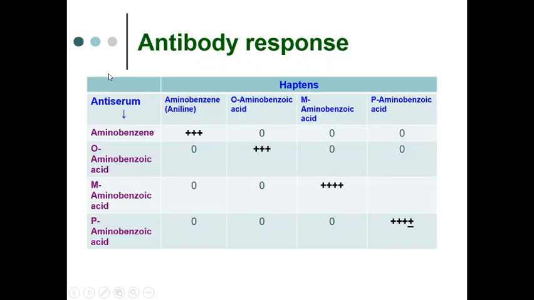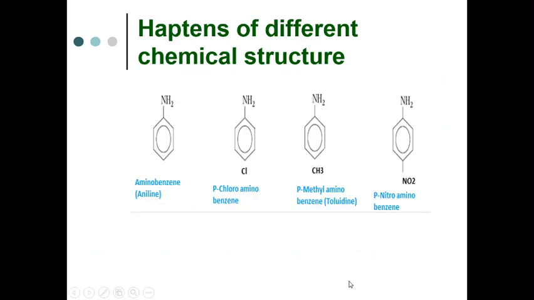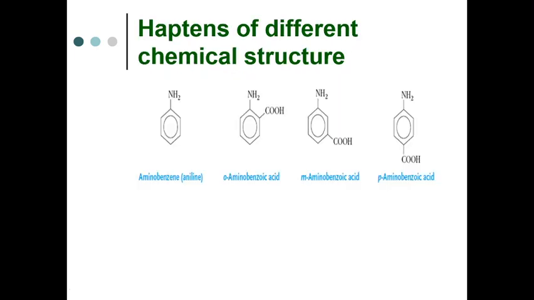So this is the reason specificity can be proved from this example, where antibodies produced against four different molecules formed as hapten complexes with polylysine are capable of specifically recognizing their own antigens or haptens and not other haptens. This proves the specificity. Now here the specificity lies with the NH2 group, which is common in aniline as well as the derivatives, in the same position, as well as with the COOH group, which is in the ortho, meta and para positions.